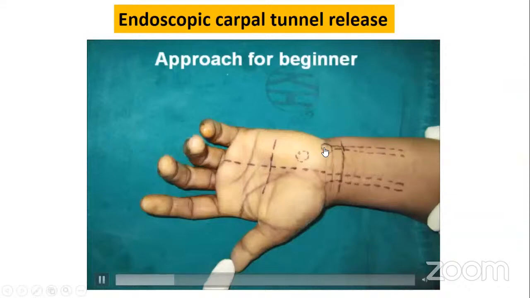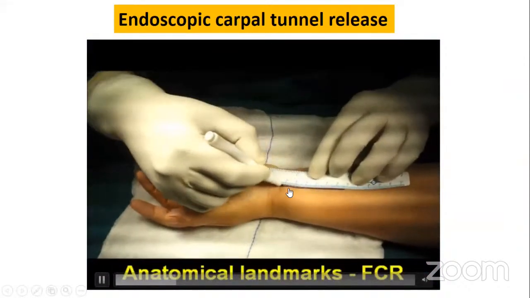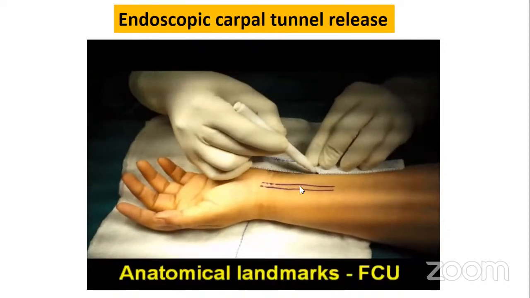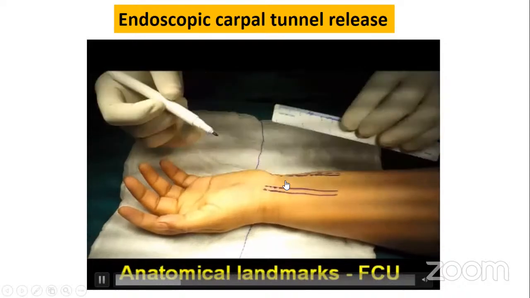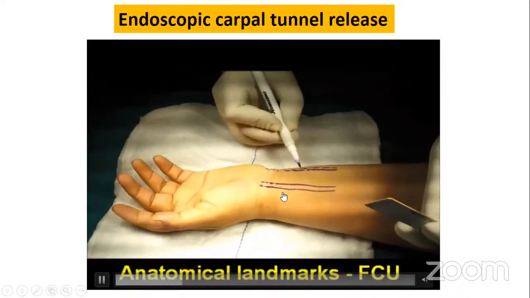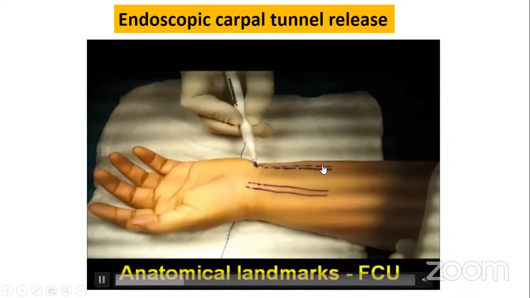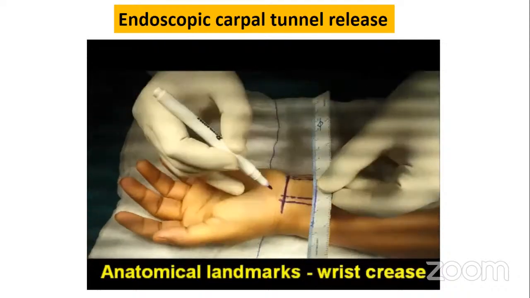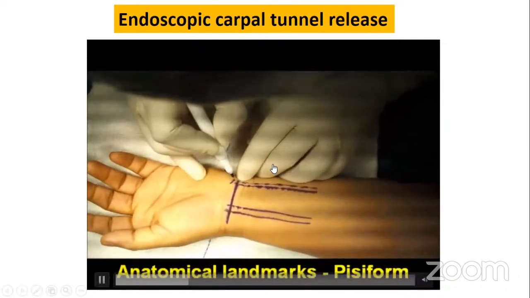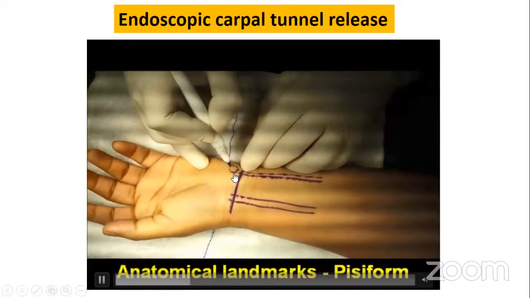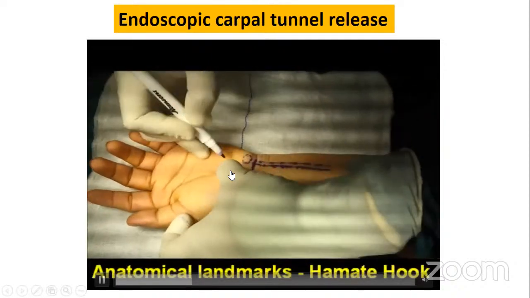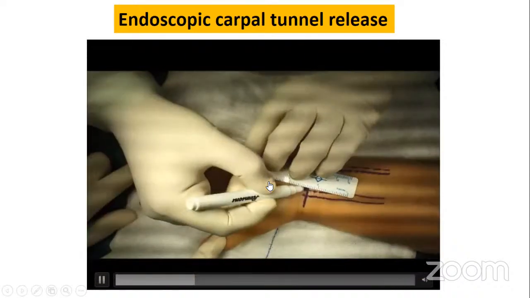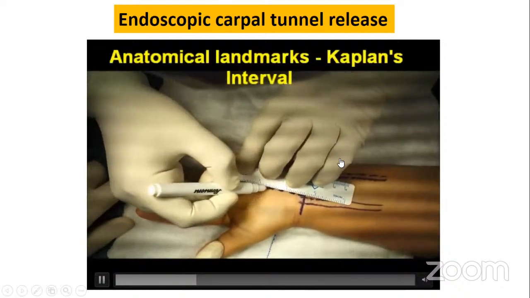So again, this is the pisiform there. That's the palmaris longus here. That's the FCU there. In the beginning, you need to mark all your anatomical landmarks very nicely so that you don't make any mistake here. That is the pisiform here, and that is the hamate. If you go 1 centimeter proximal, distal and towards the radial side is your hamate. And that's the Kaplan's interval.